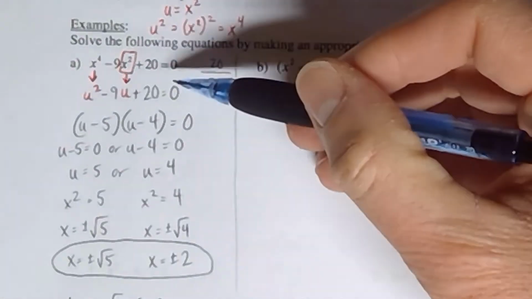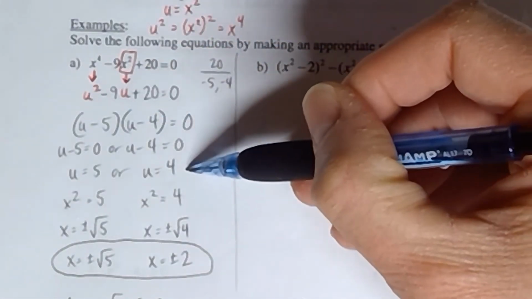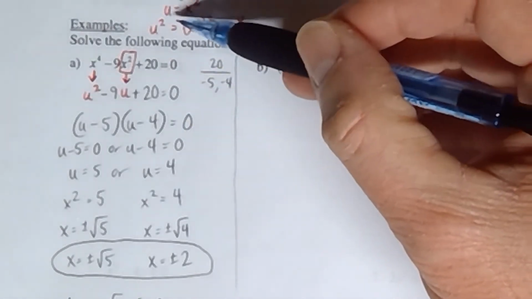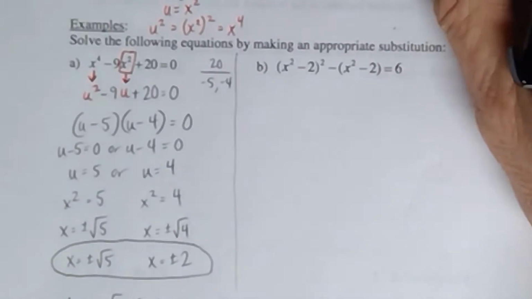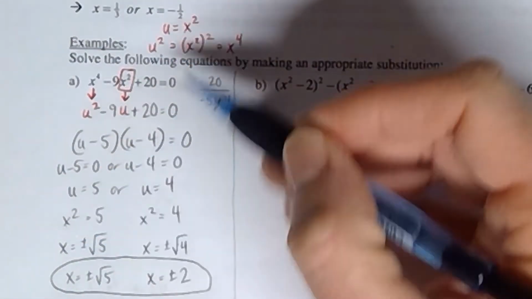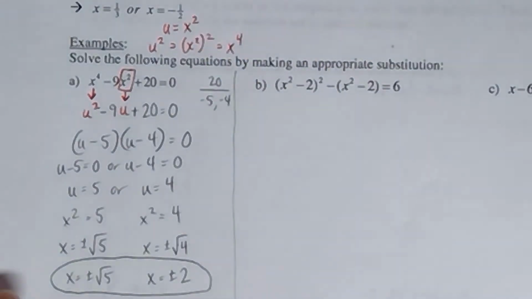So let's review here. You do the u substitution. You solve for u. And then after you solve for u, you then take what u was originally set equal to up here, your original substitution, and then you go backwards and you replace the u back with the original thing. All right. Let's do that again.